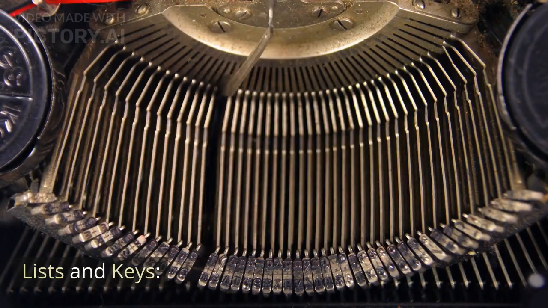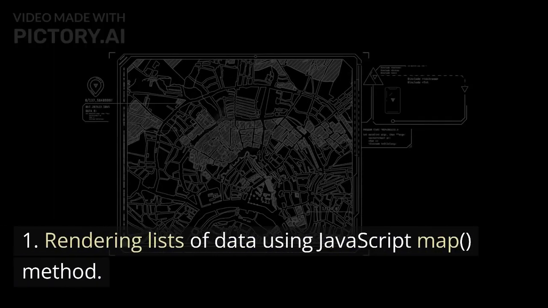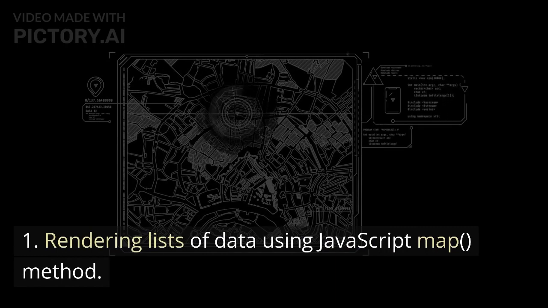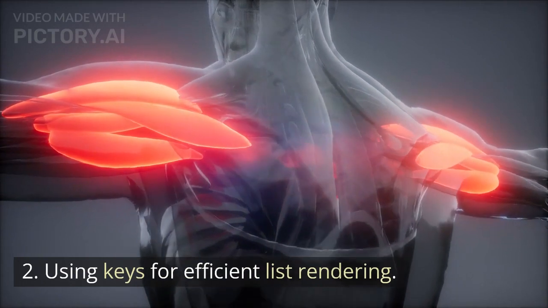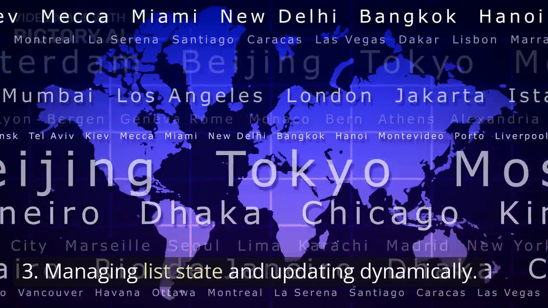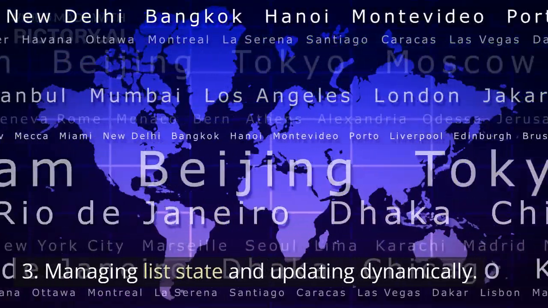Lists and keys. 1. Rendering lists of data using the JavaScript map method. 2. Using keys for efficient list rendering. 3. Managing list state and updating dynamically.